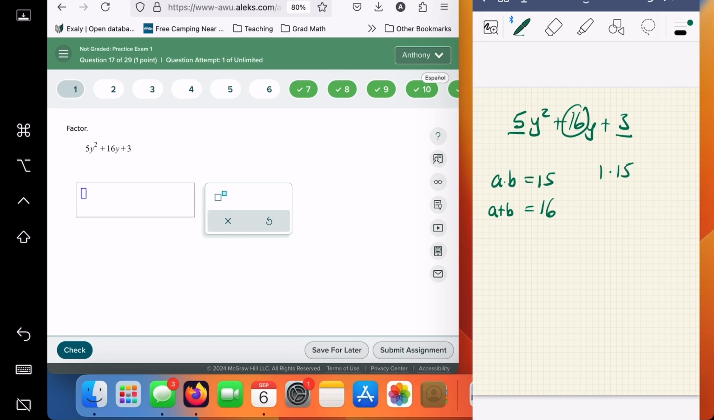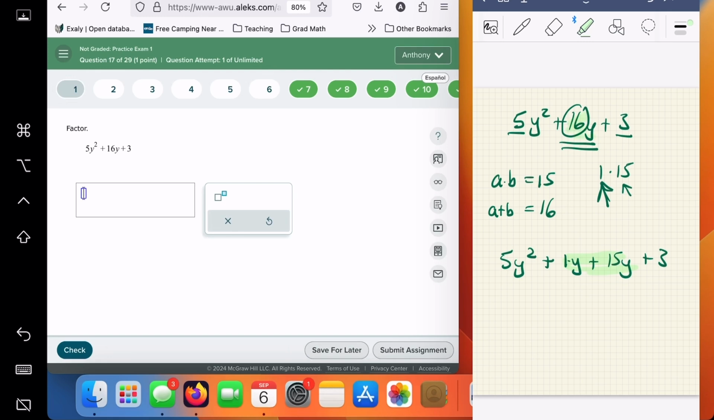So now, one of these is A and one of these is B, okay? And it really doesn't matter who's who. It just matters how you group it. So now what we're going to do is we're going to have 5y squared plus, and instead of 16y, we're going to write 1y. You don't actually have to write the 1, but that's this one right here, so I just want to emphasize it. And 15y, and then plus 3. And notice, right, this is the same as 16y. I just split it apart.